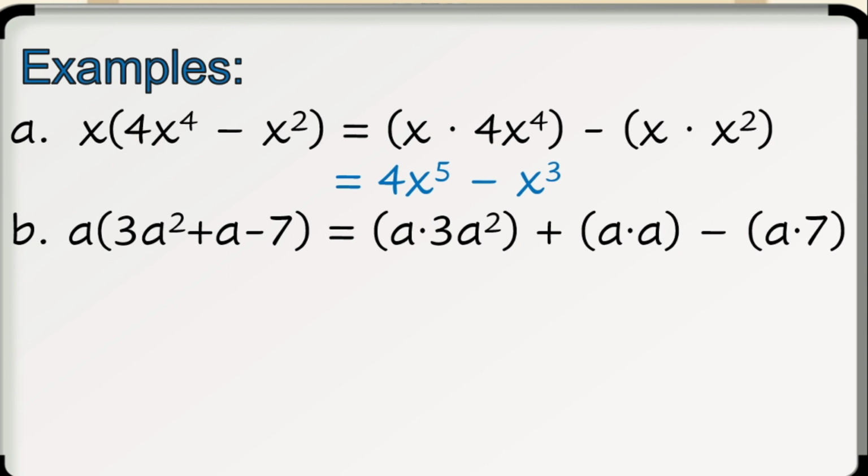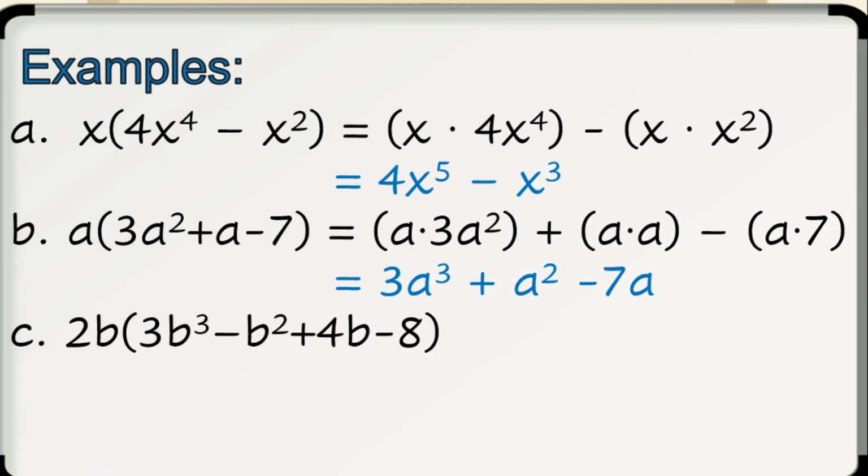Then, following the rules in multiplying monomial by monomial, we have a times 3a squared, which is 3a cubed, plus a times a, which is a squared, minus a times 7, which is negative 7a. Simplifying it, we have 3a cubed plus a squared minus 7a. Remember to always arrange each term from the highest exponent down to the lowest exponent.